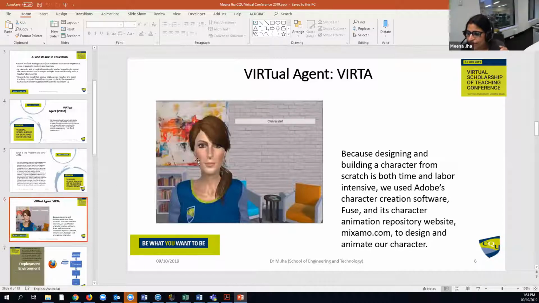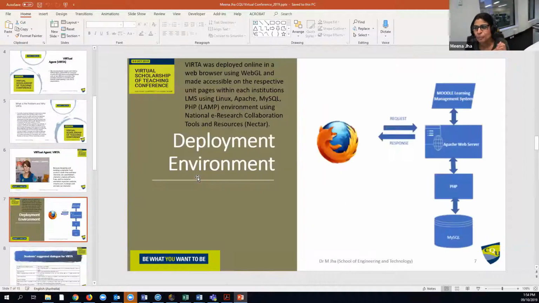So actually, when students click onto this character, you can see some emotions also coming up. She blinks her eyes, and she talks and speaks. And it was deployed on LAMP. So VIRTA was deployed online in a web browser using WebGL and made accessible on the respective unit pages. Students click onto the link provided to them. This used a LAMP environment, Linux, Apache, MySQL, PHP, using national e-research collaboration tools and resources.